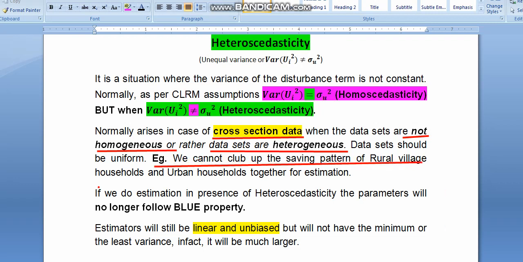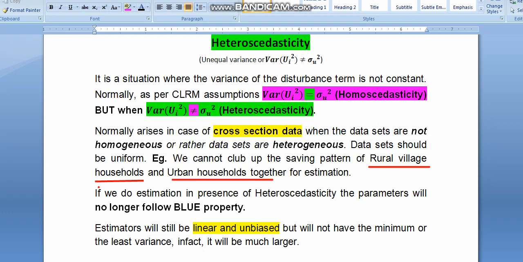It's a simple example. Suppose we are talking about saving patterns of the households. You cannot simply club up samples from rural village households and also urban households from the urban areas. You can just imagine that savings of the rural villagers will be much smaller, or rural villagers will have different characteristics of savings behavior. But urban households might be saving more than what the rural villagers are saving. So it becomes a kind of heterogeneity, a non-homogeneous data set.